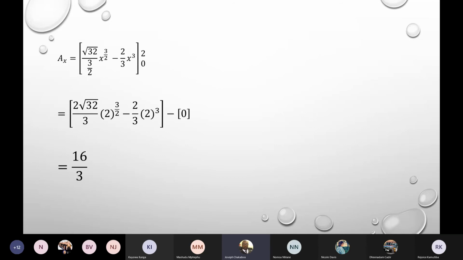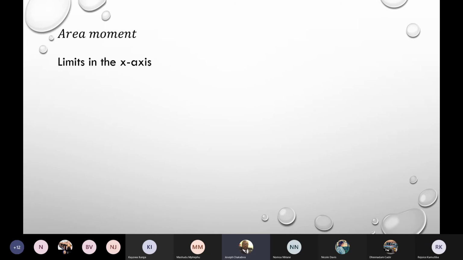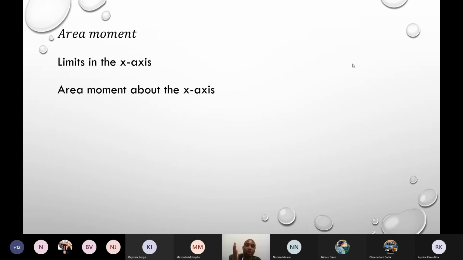Okay, so that's area. Now let's go to area moment. This is the part that I really want us to do. Now, the limits are in the x-axis, and we're looking for area moment about the x-axis. For you guys to understand it, I actually had to write it down, and you should always do that as well when you're answering, just for you to know what you're dealing with.